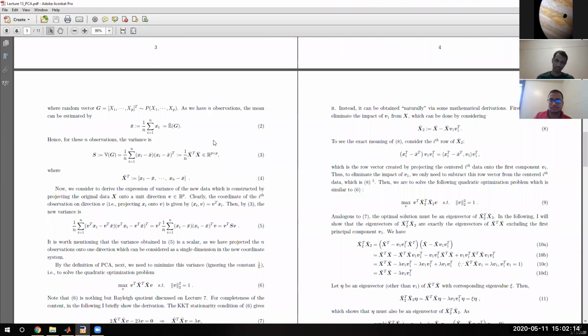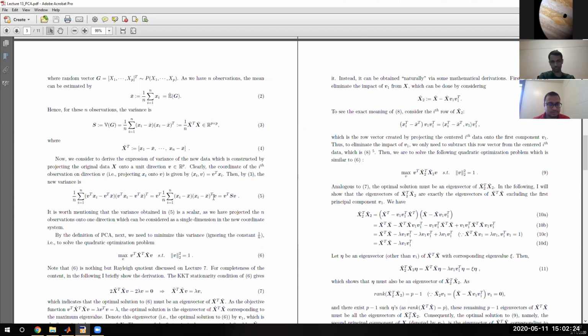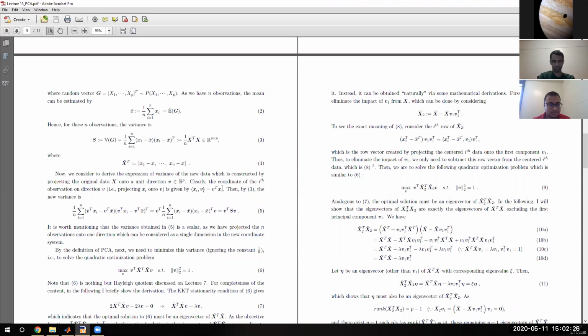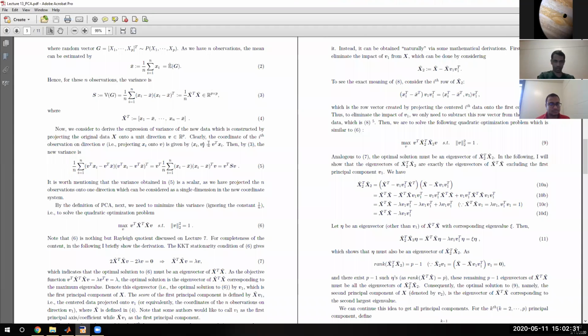So now what we want to do is find a direction so that the variance of the data projected onto this direction is maximized. I set up this direction to be v, and clearly the coordinate of data x_i projected onto v is the inner product of x_i and v. Then we do exactly the same thing as what we did here, and we get this expression. Now we want to find the maximum over v. Of course, v is a unit direction without loss of generality again. So we want to solve this problem.